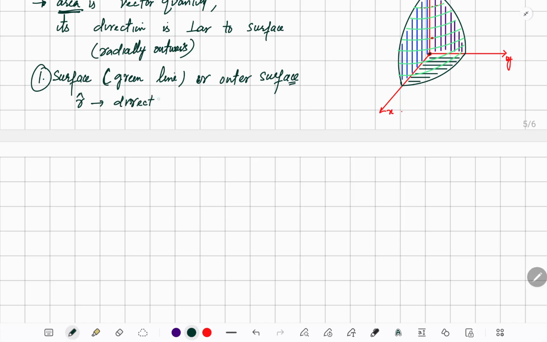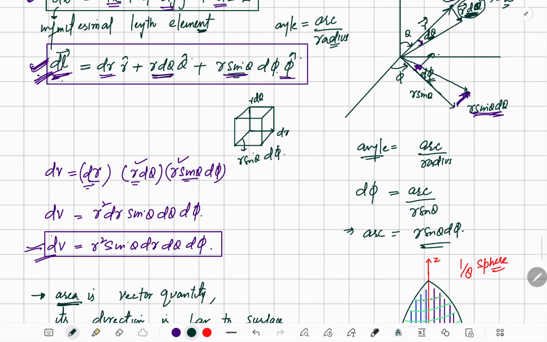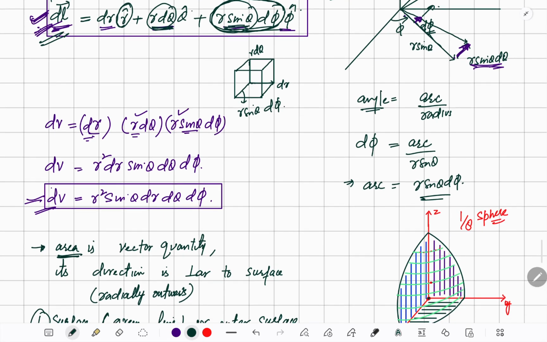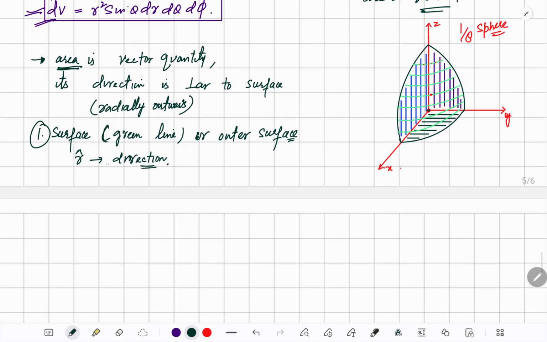Now what would be its area? The concept will come from this dl. This dl will tell us the area of this surface. It has the r cap direction. The other two parts will give the area, r d theta into r sine theta d phi. You have to remember this concept. This is very critical, very important. I told you everything will emerge from this dl.